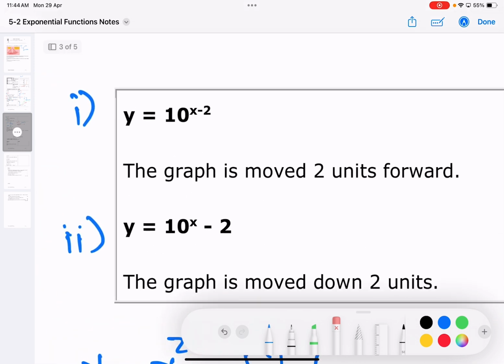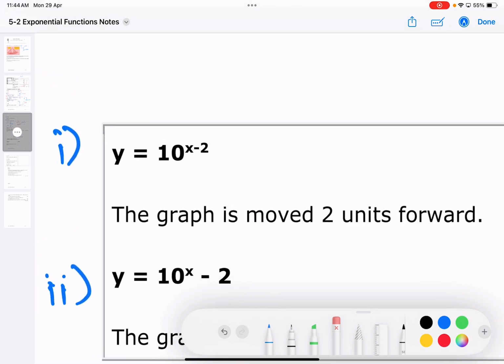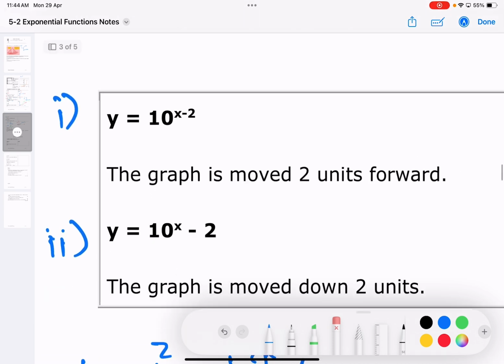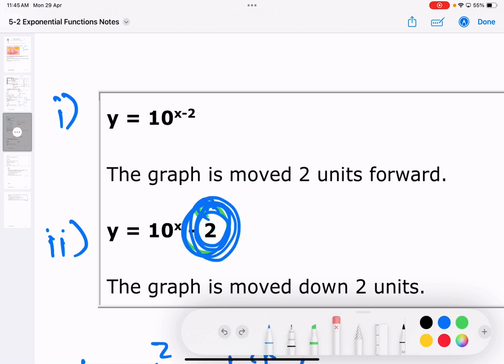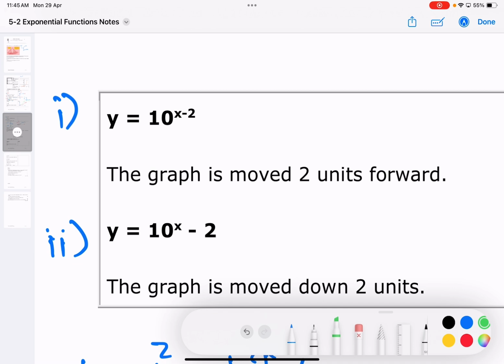Okay, now, this is a bit different. What is the difference between these two? Can you open your eyes a little bit bigger? Can you notice that this minus 2 is not on the power? You must be able to see the difference, because a lot of you will say, no, it's the same one.